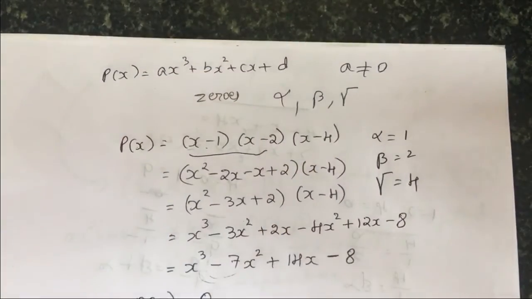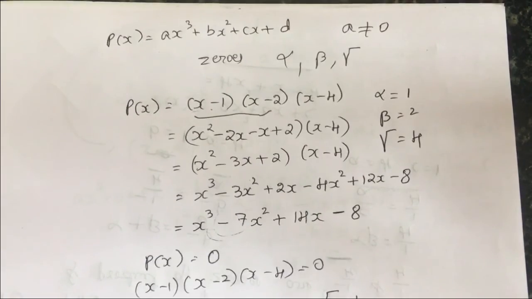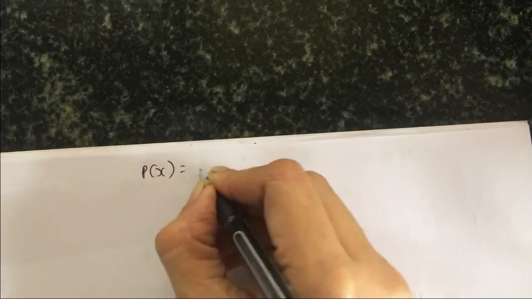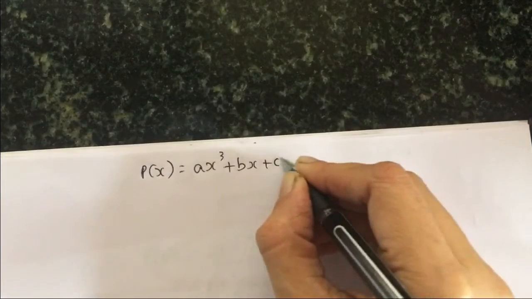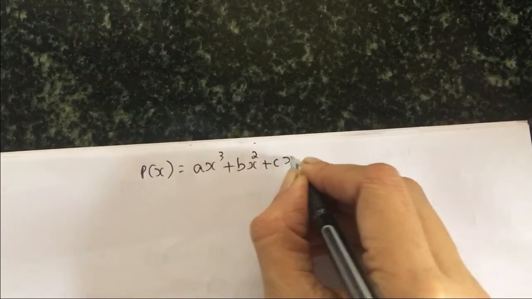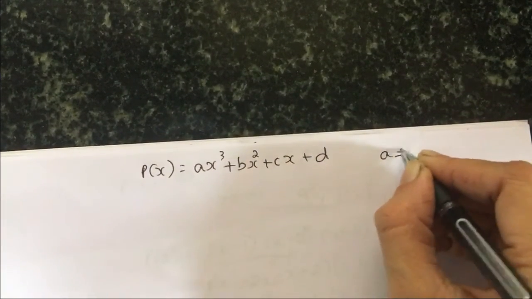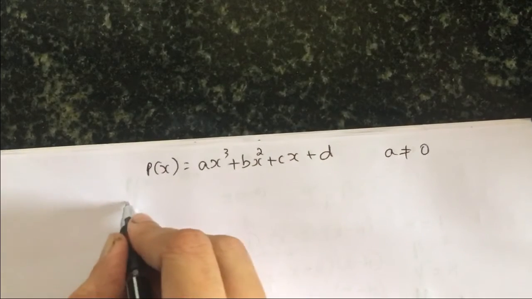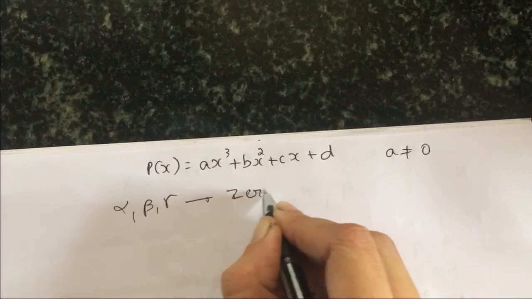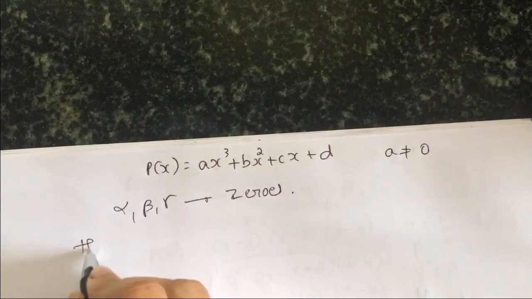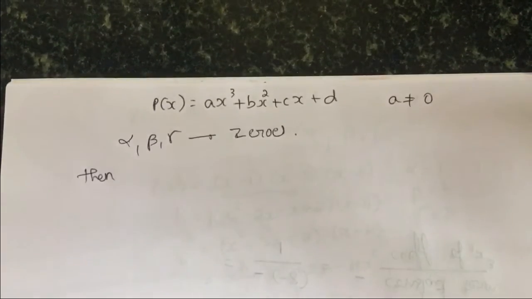See, I explained so far with the example. Now in general, how they are related, we directly write. If my cubic polynomial is of the form ax cube plus bx square plus cx plus d with a not equal to 0, and alpha, beta, gamma are its zeros, then we write three relations here.